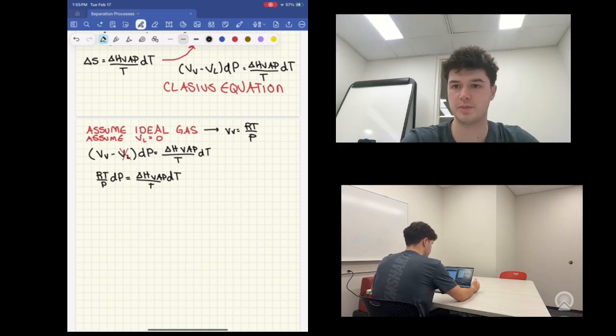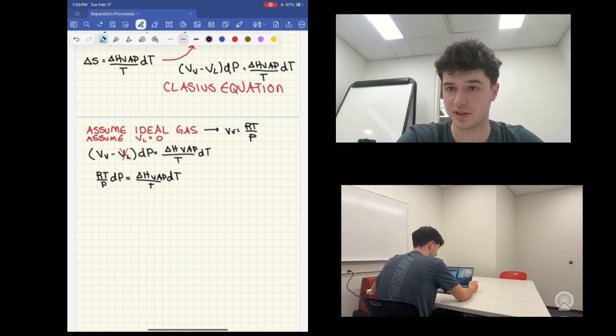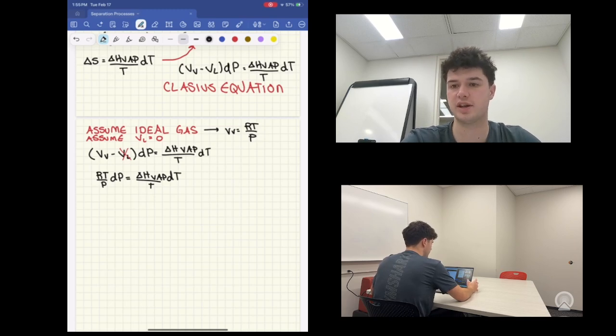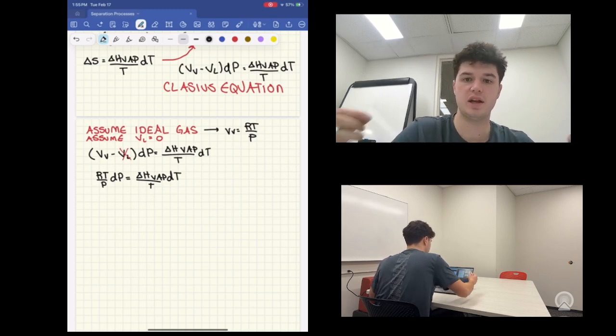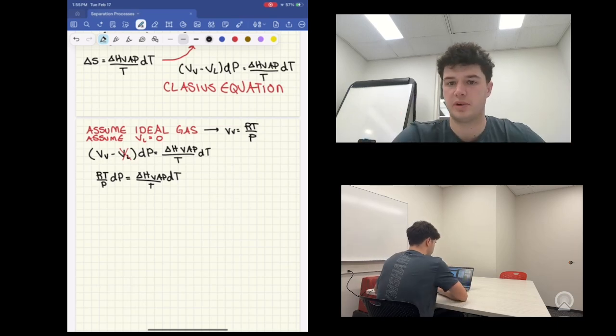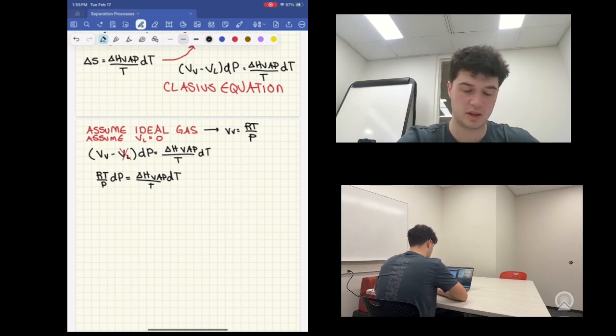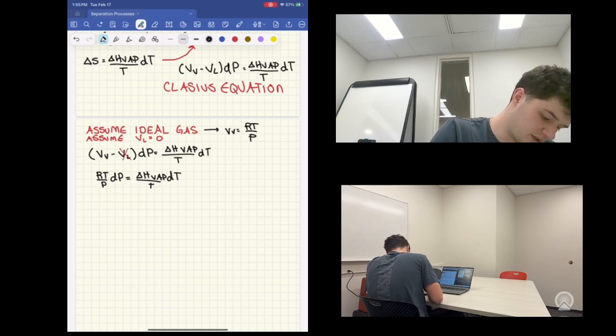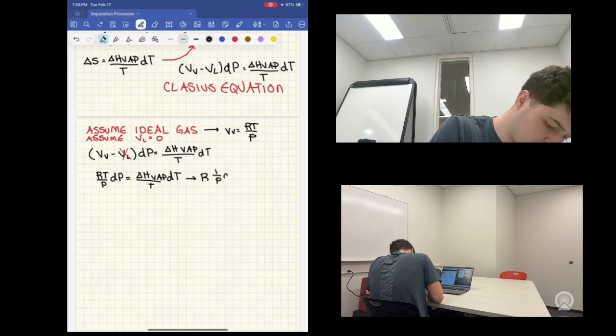Now our next goal is to reach a point in which we are able to integrate. To do this, we're going to need to get all of our similar terms on one side. So we're going to move all of our T's to the right and all of our P's to the left. Since R is a constant here, we are able to isolate it, in which we will have R times 1 over P dP, and this becomes delta H of vaporization over T squared dT.